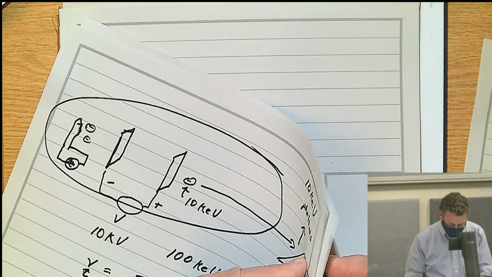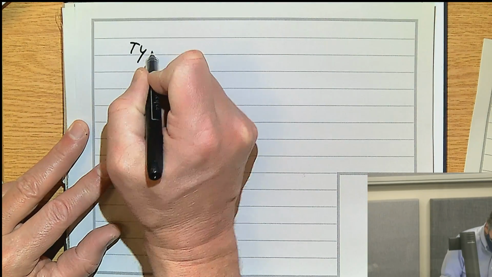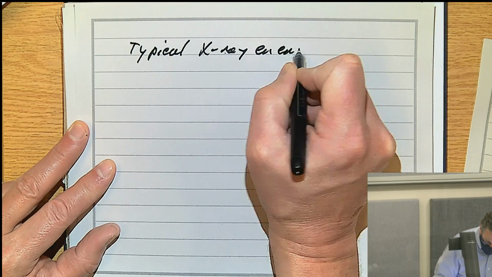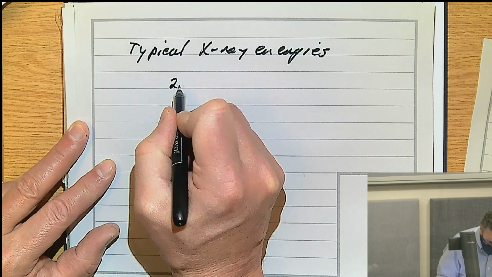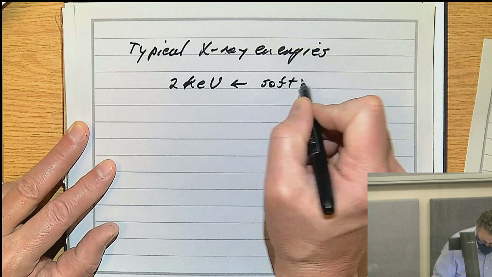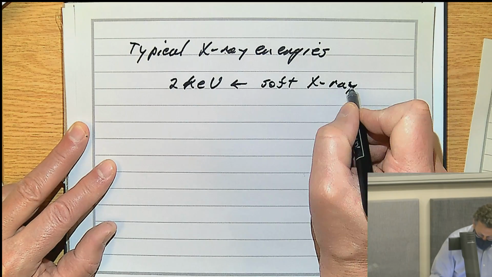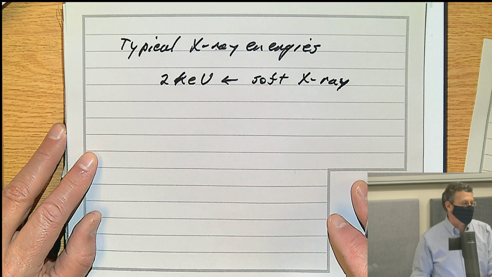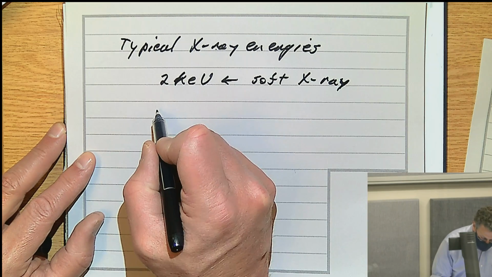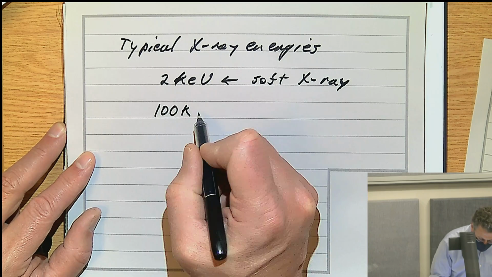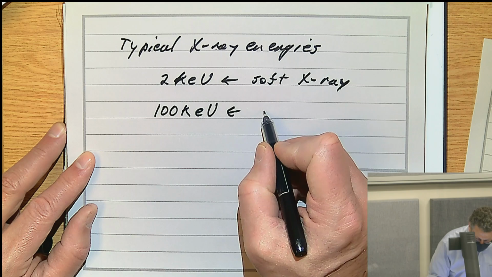Okay, so I'll write this down just for fun. So typical X-ray energies. So like 2 keV, that would be what you'd call like a soft X-ray. They'd use those in scientific experiments where they had very thin materials that they wanted to penetrate and still get contrast. And then like 100 keV, this would be like a typical medical.